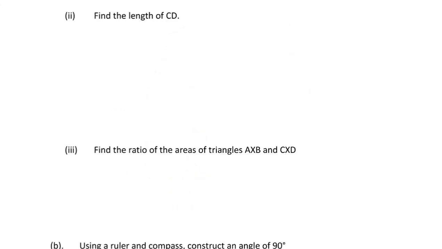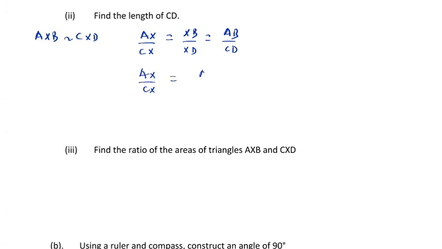For Roman 2, we are supposed to find the length of line CD. Since triangles AXB and CXD are similar, the corresponding sides are proportional, meaning they have a constant ratio. So we can show that AX over CX equals XB over XD, which also equals AB over CD. Let us consider AX over CX equals AB over CD.